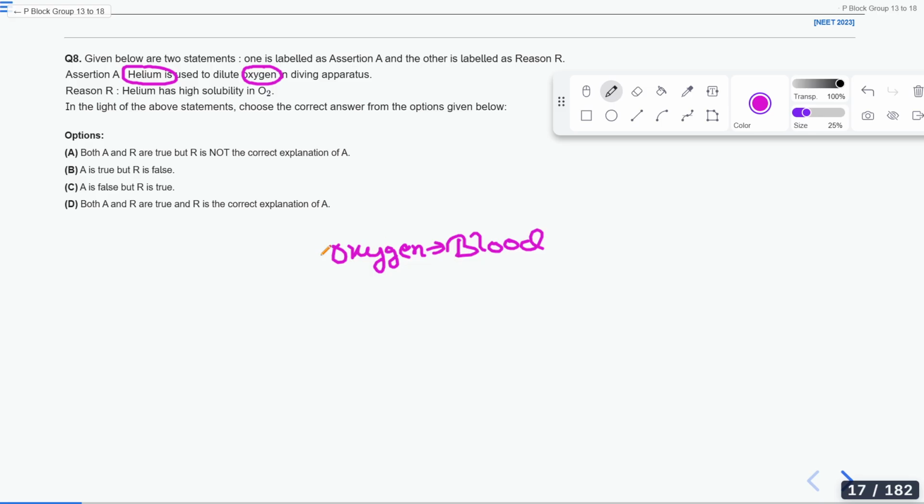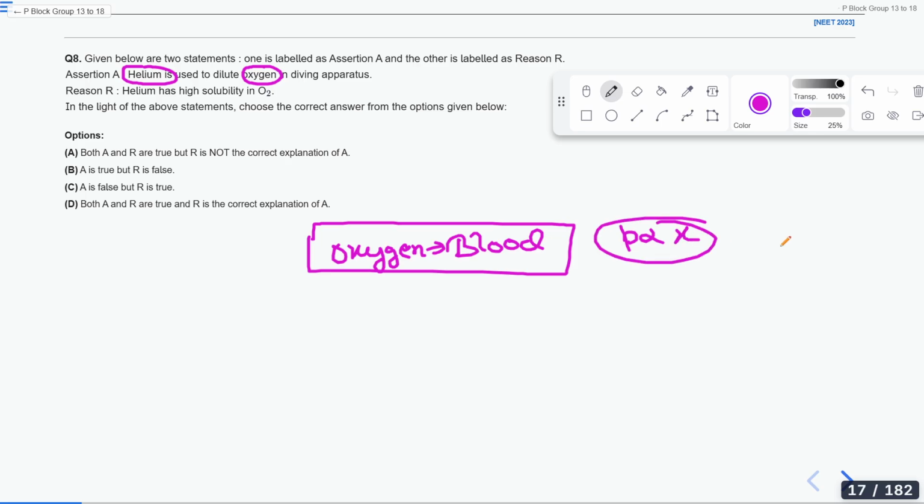Okay, let us see Selvi if B is correct or not. So what happens? Is it clear to you this part that whenever he goes deep into the ocean, the pressure increases? You know it from Henry's law that pressure is directly proportional to the solubility. So more and more oxygen will be dissolved into the blood.